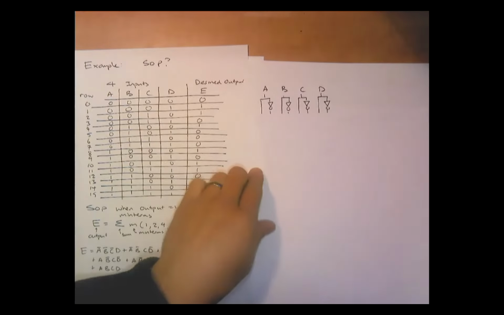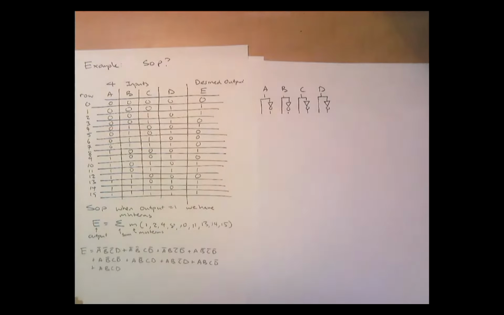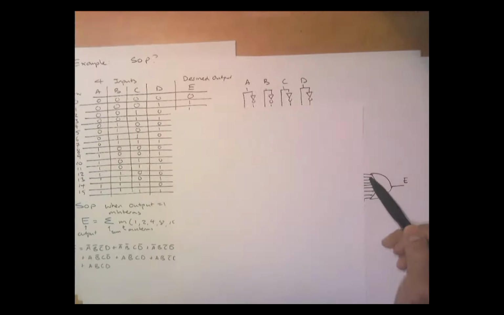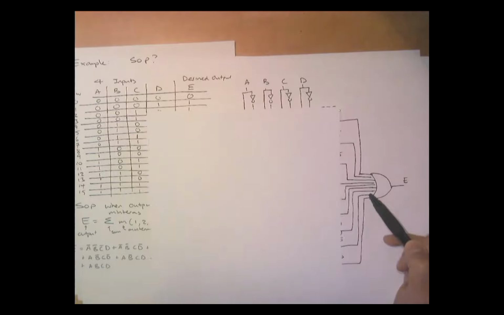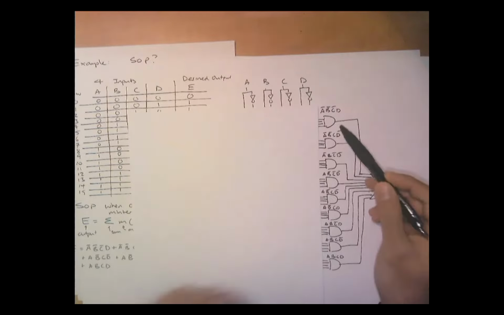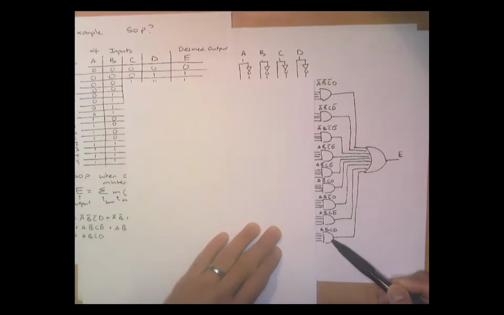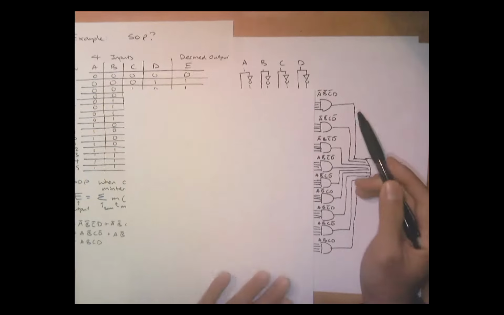We're going to have our inverters. We're going to have the super big OR gate with all the 9 inputs, and we're going to have 9 AND gates here, okay? And we can build this whole thing.